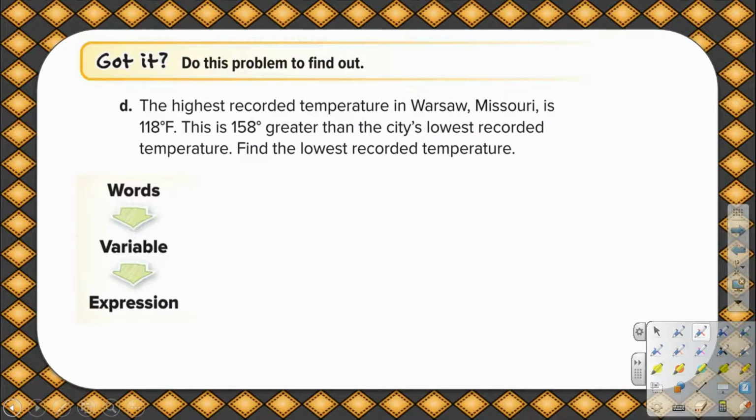The highest recorded temperature in Warsaw, Missouri is 118 degrees Fahrenheit. This is 158 degrees greater than the city's lowest recorded temperature. Find the lowest recorded temperature. All right, I want you to step through these. You can work on them with your table partners here. Let's see if you can come up with the words, the variables, and the expression. So we're going to pause the video here right now to give you all a chance to work.